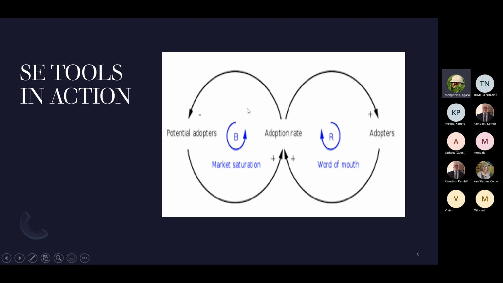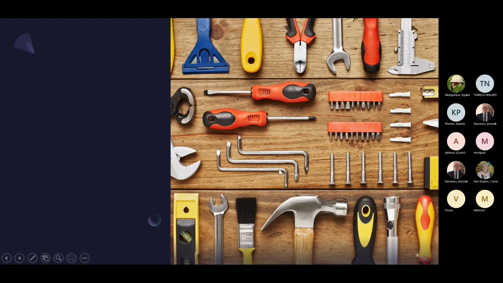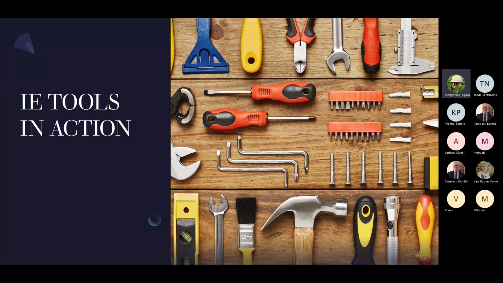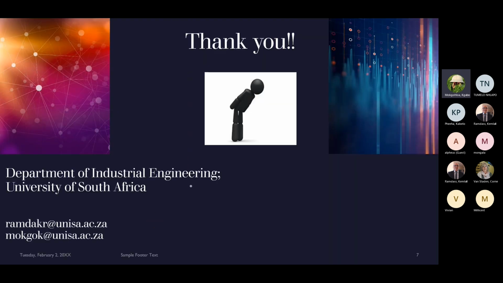So this is just an application of a systems engineering tool, which is a CLD. We call it a causal loop diagram. You want to show the relationship between variables. Okay, so now we're going to talk about industrial engineering tools in action. Those systems engineering tools are not all of them. There are still a couple, but we have just limited it to those two, which are ones that are normally used, but there are many others.